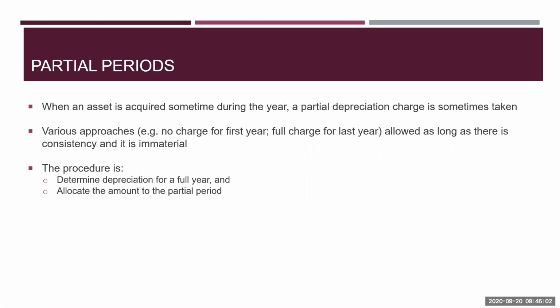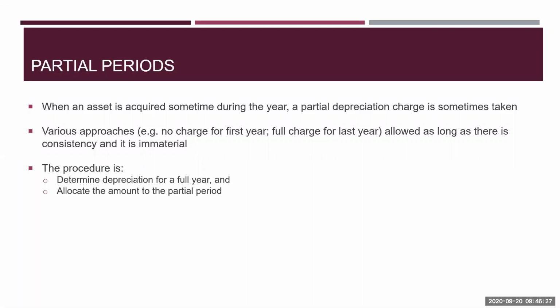Now, there can be various approaches towards this. One is the company can decide not to take any charge for the first year and take a full year charge in the last year. Or the company can go ahead and prorate that depreciation as well. So they can say, if I had the asset from March to December, that is 10 months of depreciation and I will take 10 months. That is acceptable as well.